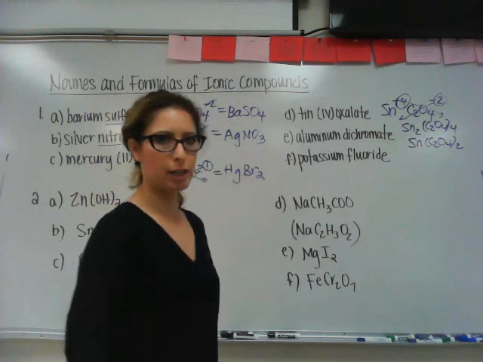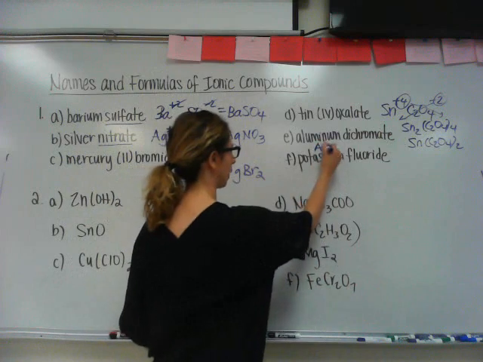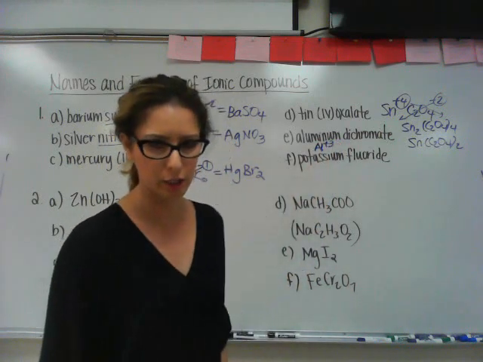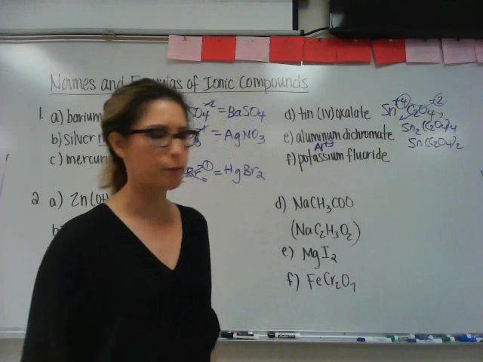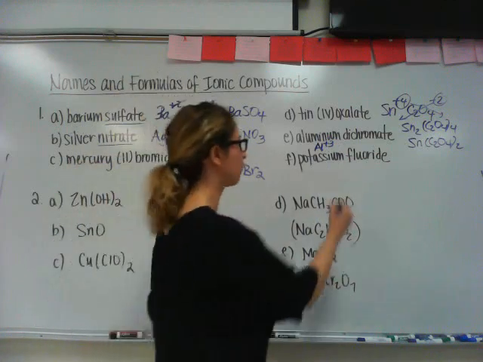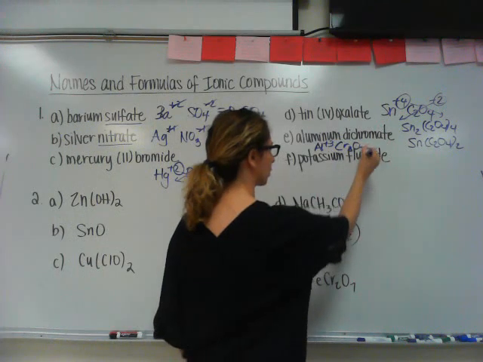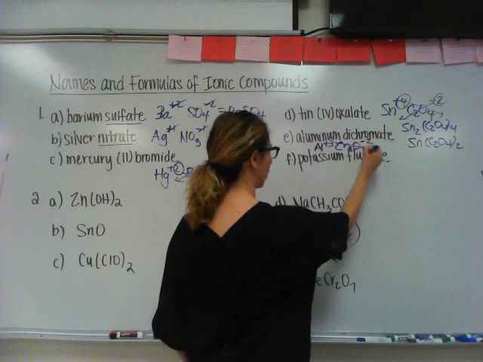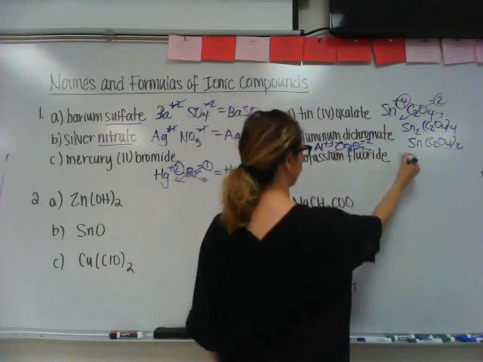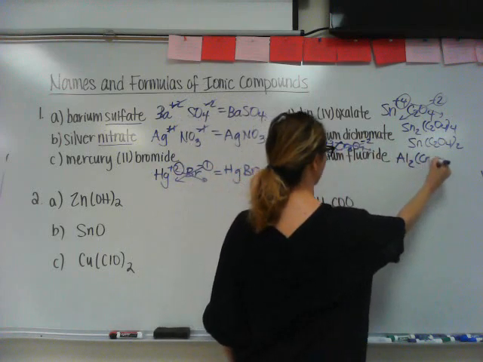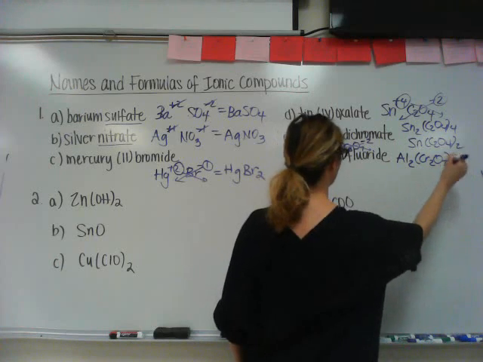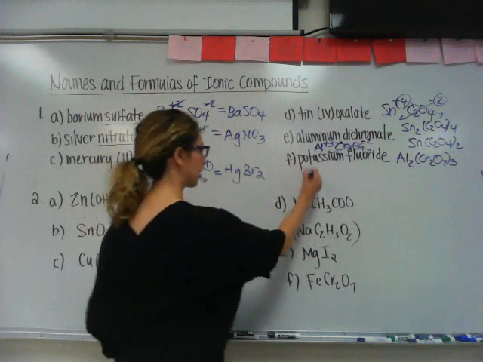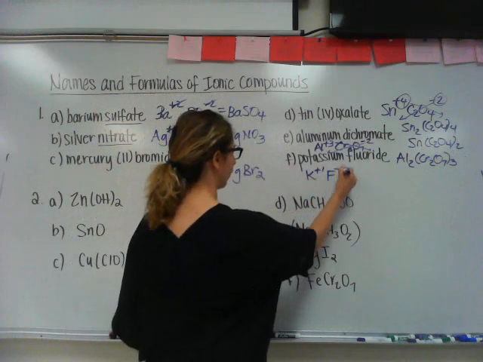E, aluminum dichromate. Aluminum is Al +3. Remember, it has an assigned charge because it has shading over it. Dichromate is on the bottom left of your periodic table. Its chemical formula is Cr2O7, and its charge is a -2. You're going to cross the numbers and the charges. You're going to end up with Al2(Cr2O7)3. Potassium fluoride, K +1, F -1.